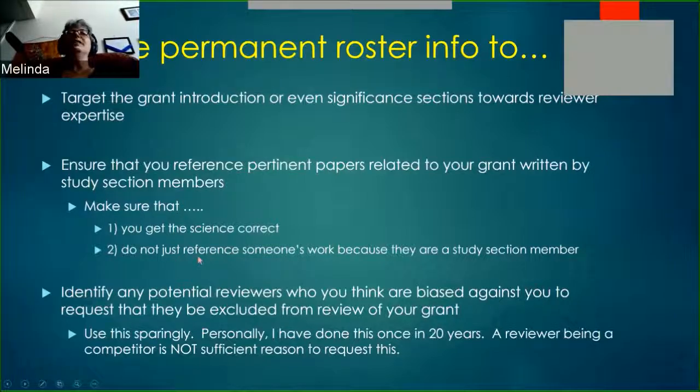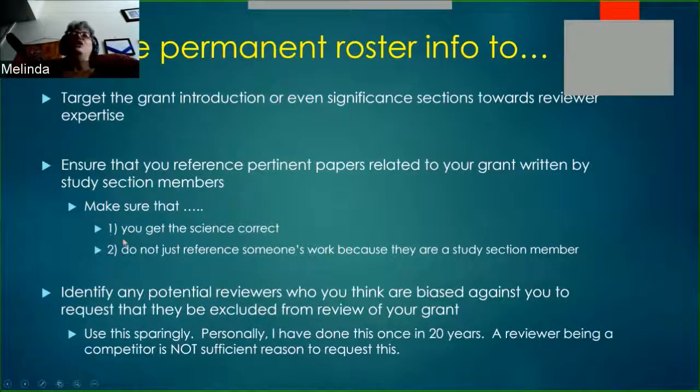I know when I was permanent on the study section, I would sometimes have people reference my work and get the findings from my science wrong. Let's just say that didn't go over real well, and it kind of reduces people's overall confidence in you. Also, gratuitous referencing is really, really obvious. It's really obvious when somebody's referencing you because you're a study section member, when the work doesn't really fit.